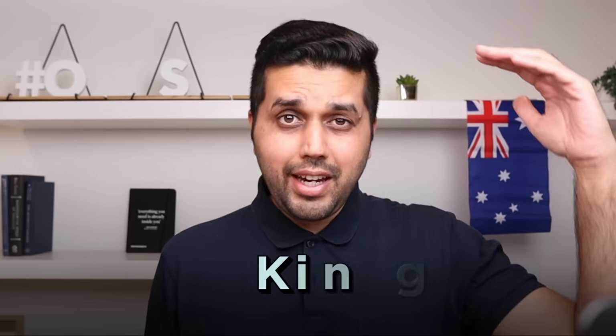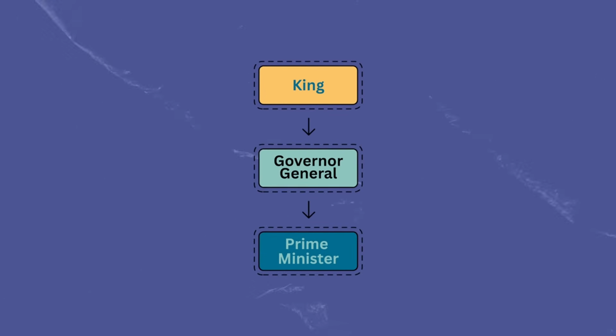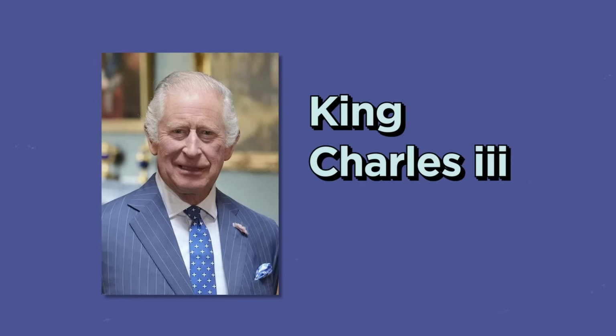Now, in terms of democracy, citizens elect their representatives for the parliament. And in terms of constitutional monarchy, the king is the head of state. So just to make it simple, the king is the head of state, but his powers are limited by the Australian constitution. The Governor General represents the king in Australia, and the Prime Minister is the head of the government, who is the leader of the party that wins the election. In terms of hierarchy, the king sits at the top, then comes the Governor General, then the Prime Minister. The current king, King Charles III, is the head of state in Australia, but mostly it's just symbolic.